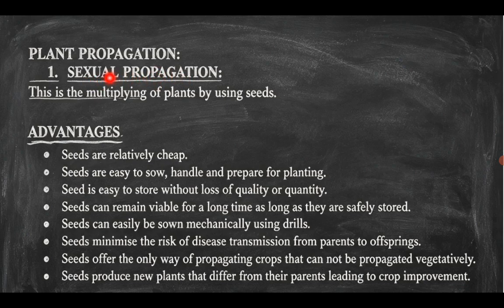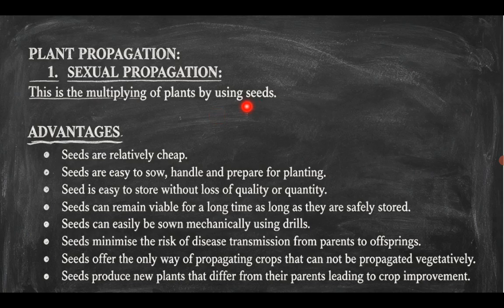So as we are going to see in this lesson, there are two major methods of multiplying plants. The first one is called sexual propagation. This is the multiplication of plants by using seeds. So in this case, it means the fusion of male and female gametes of the plants to form seeds.